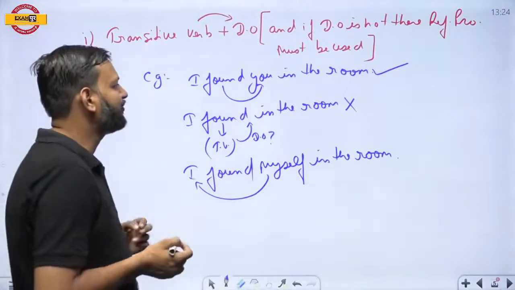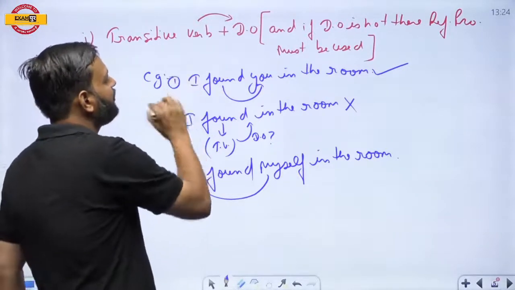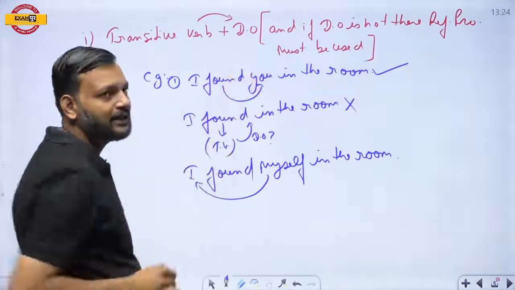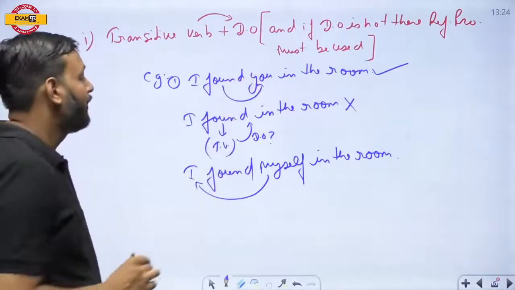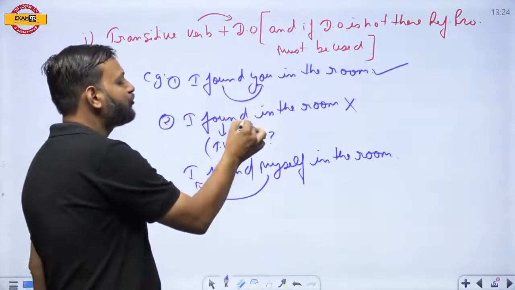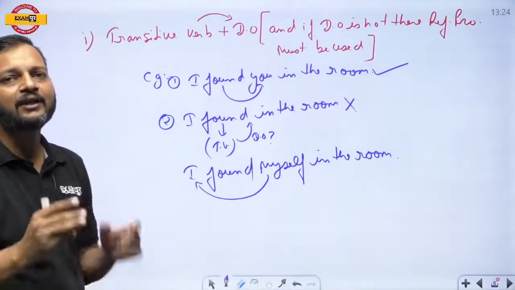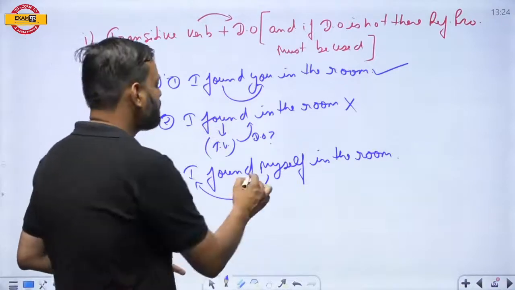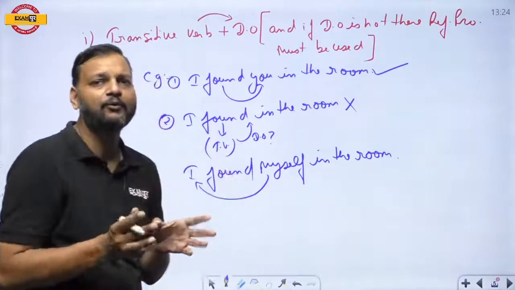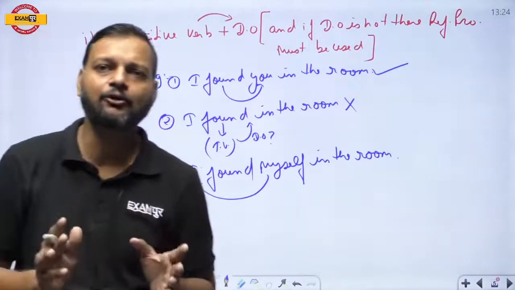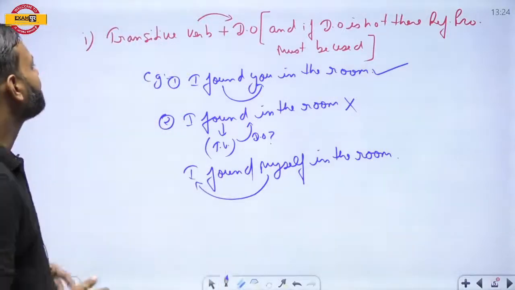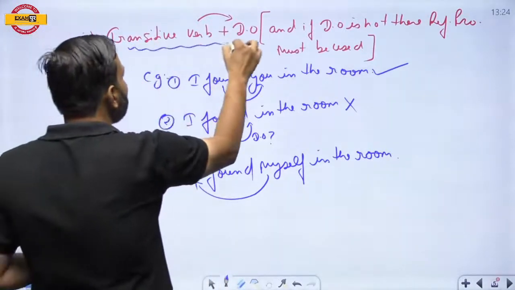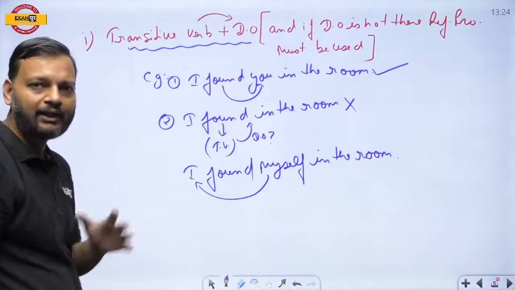As we can see in this example, in the first sentence, found is followed by you, which is a direct object. The sentence is correct. But in the second sentence, there is no object after found, and thus the sentence is wrong. And to rectify this sentence, we need to use myself, a reflexive pronoun, after found in place of the direct object, right? So a transitive verb is always followed by a direct object, right?